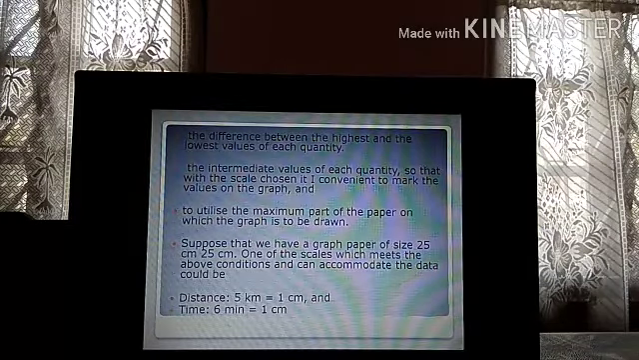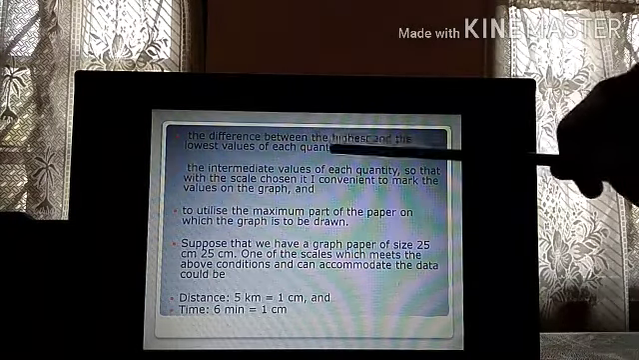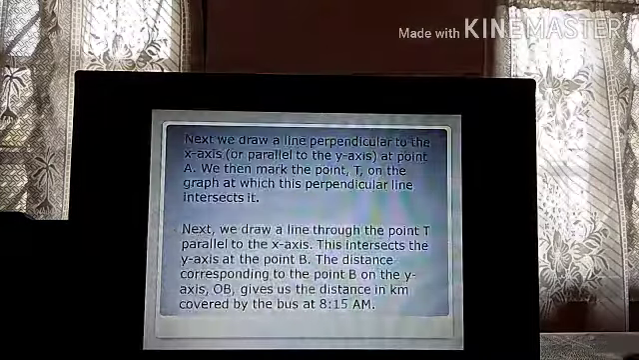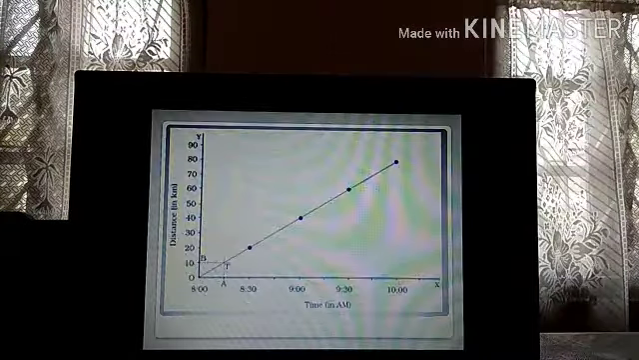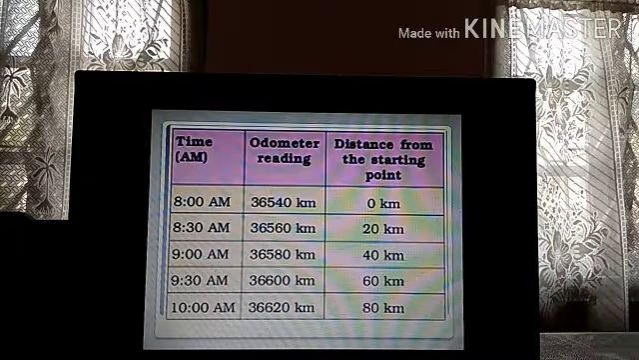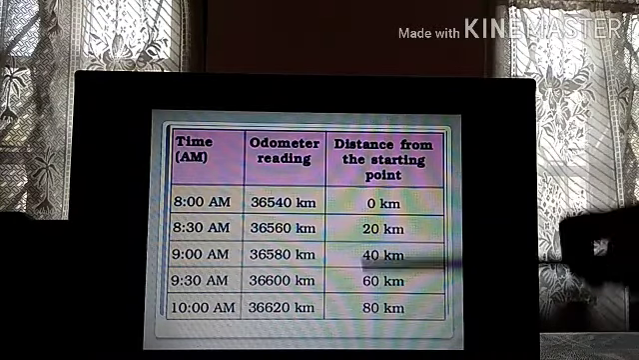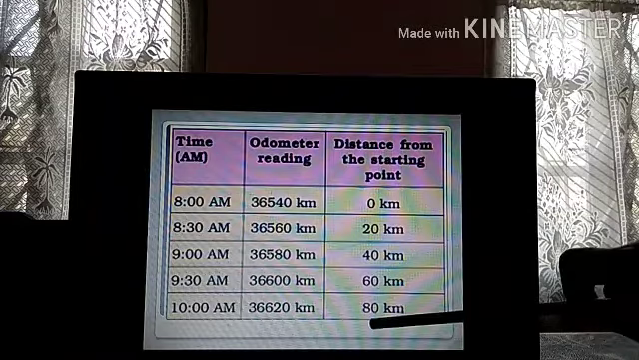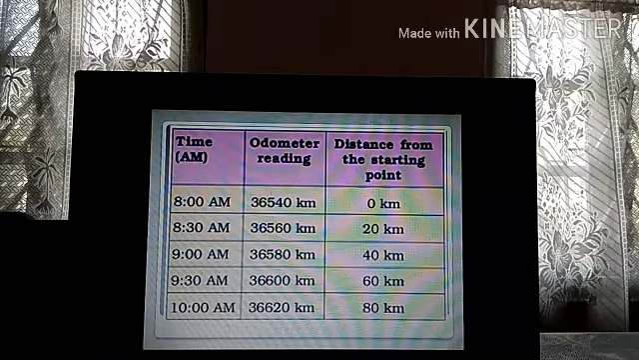You have to keep in mind a few points. You have to know the difference between the highest and the lowest values of each quantity. That means you have to see the table, like this table, and see the difference. Between 80 and 0, what is the difference between the highest and the lowest quantity? So for 80 and 0, the difference is 80.